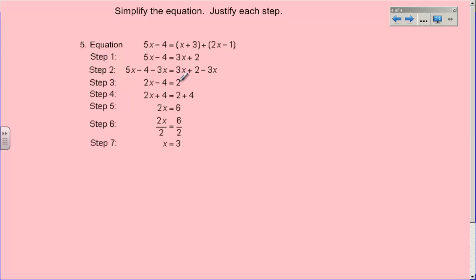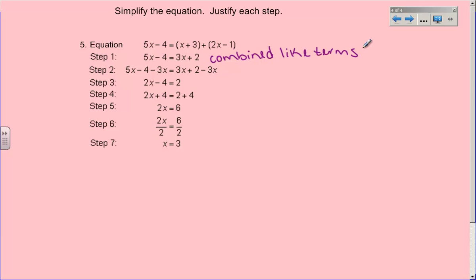What did they do? Well, what it looks like to me is that on the left-hand side, everything is the same, but on the right-hand side, I have less stuff. The reason I have less stuff is because they combined like terms. They put their x's together. X plus 2x makes 3x, and 3 plus negative 1 is 2. So they combined like terms. And I know that's not a property, but that is what they did, and that's how we're going to justify that that was the step that was taken.